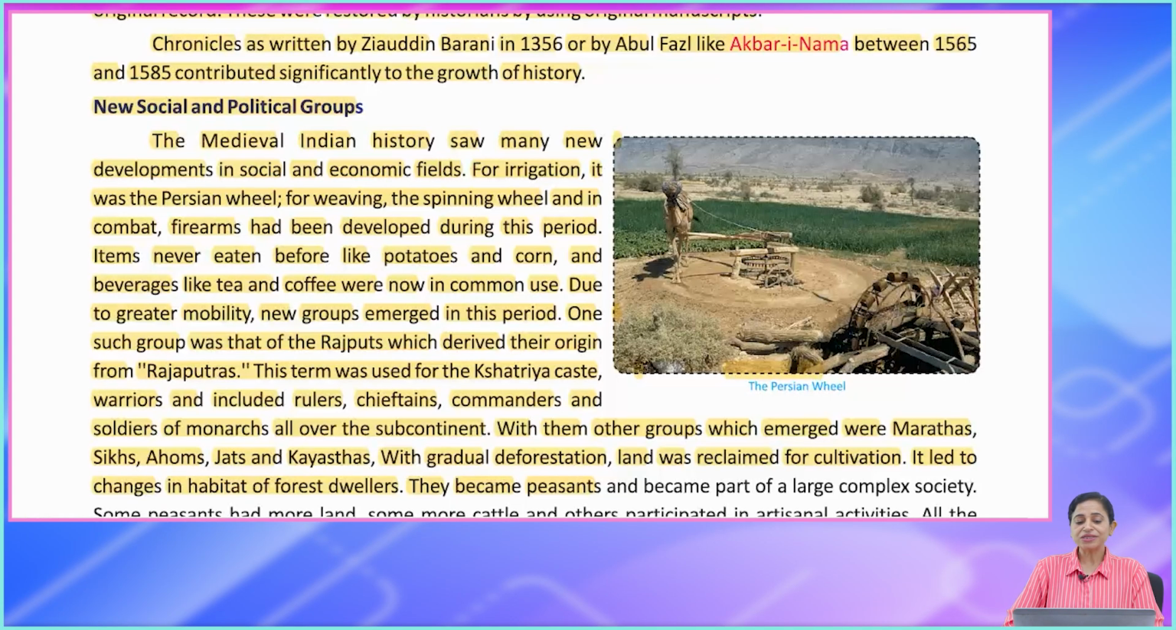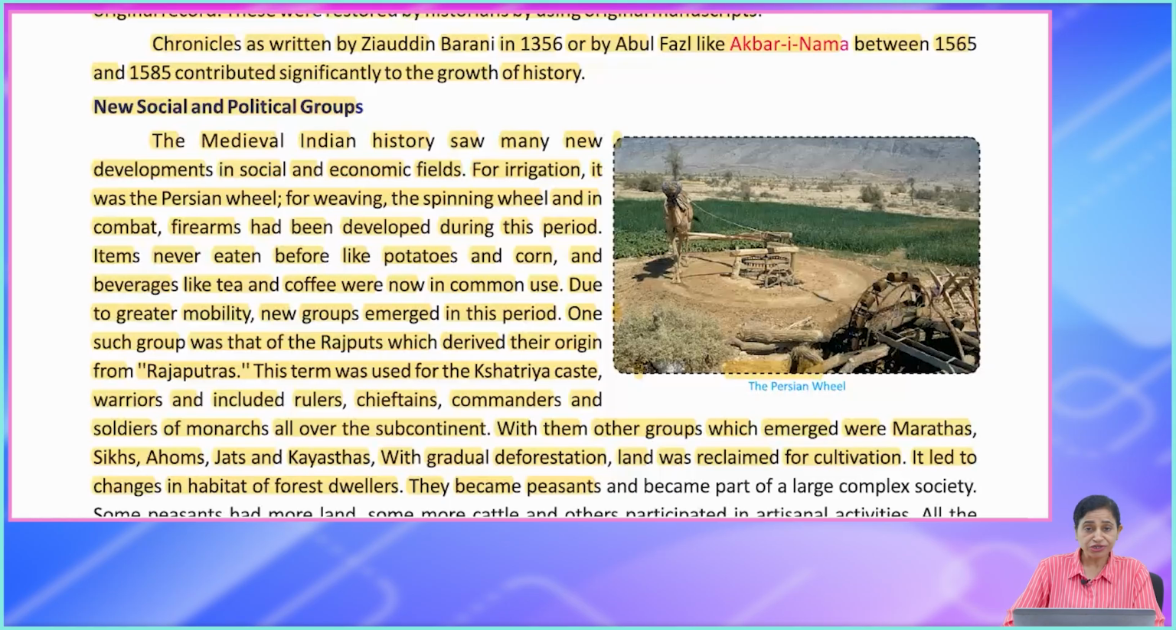One such group was that of the Rajputs, which derived their origin from Rajputras. This term was used for the Kshatriyas, caste warriors, and included rulers, chieftains and commanders and soldiers of monarchs all over the subcontinent. With them, other groups which emerged were Marathas, Sikhs, Ahoms, Jats and Kayasthas, and with gradual deforestation land was reclaimed for cultivation.